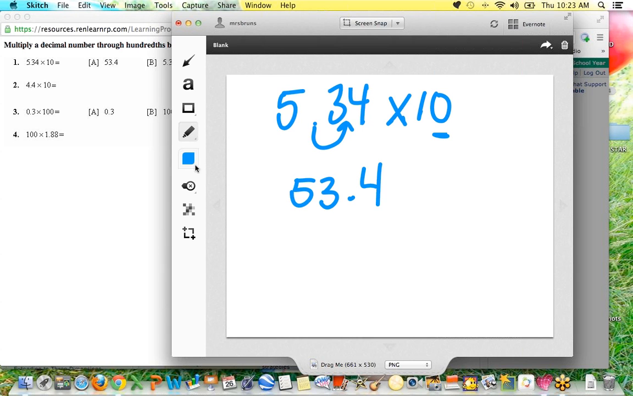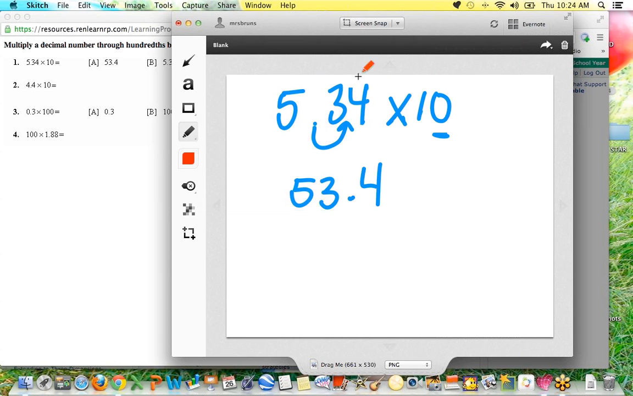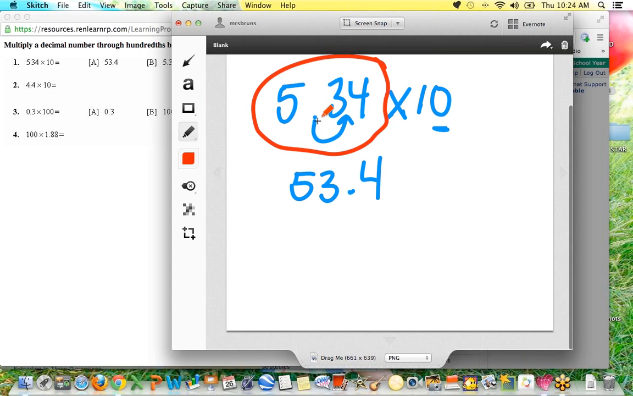Think in your head though. Does that make sense? I mean, if I'm looking at this number, this is about 5. If I rounded it, 5.34 is about 5. 5 times 10 is 50. So does my answer make sense to you? 53.4? It should.